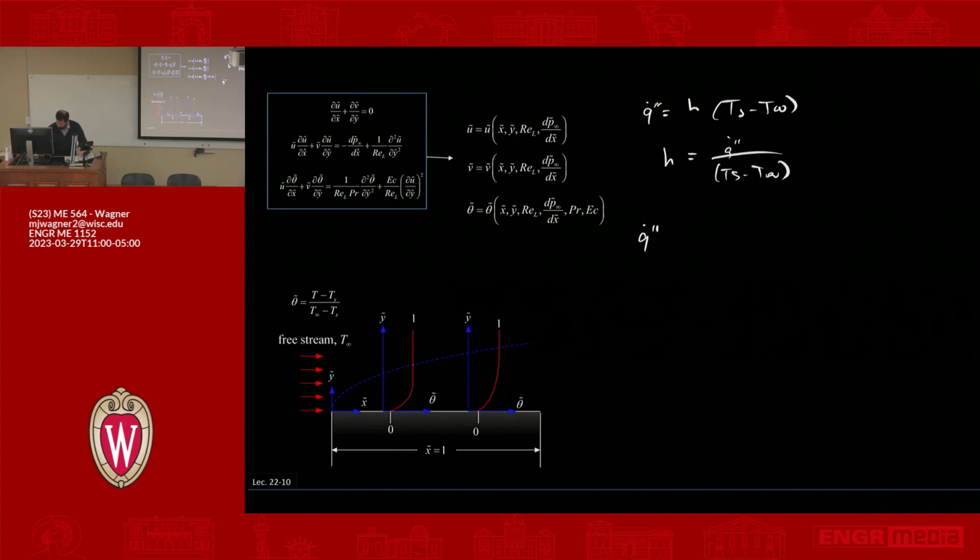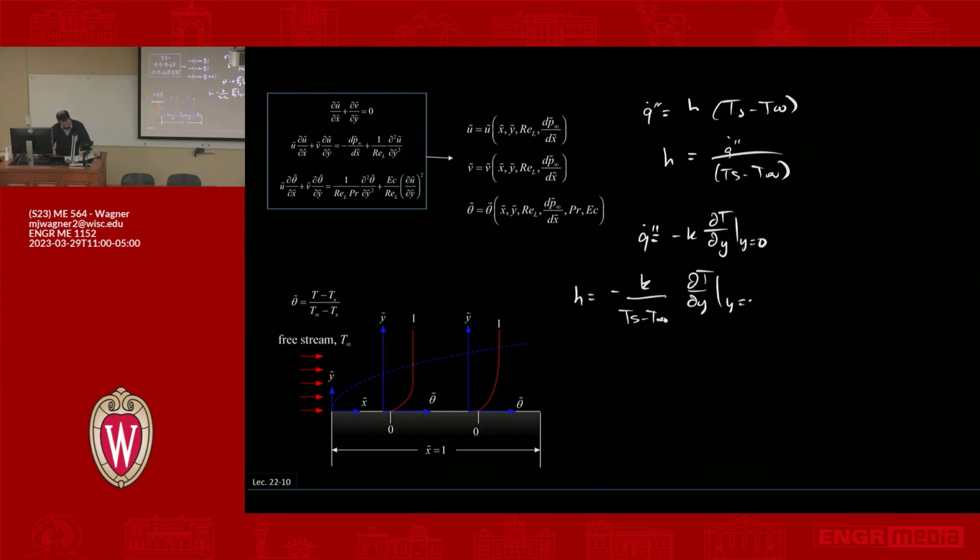Using Fourier's law, q dot double prime equals minus k partial T with respect to y, evaluated at y equals 0, because we're looking at conduction across the boundary layer in the y direction. So using that definition of Fourier's law, substitute that into my h equation, and I get h is equal to minus k over Ts minus T infinity times partial T with respect to y at y equals 0.